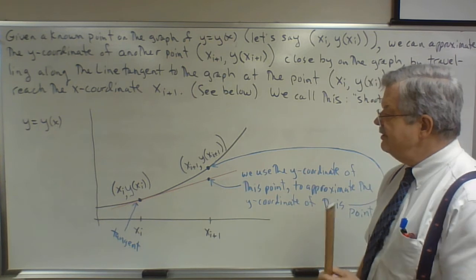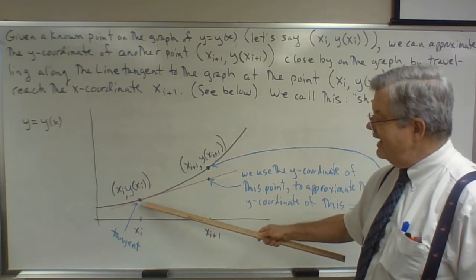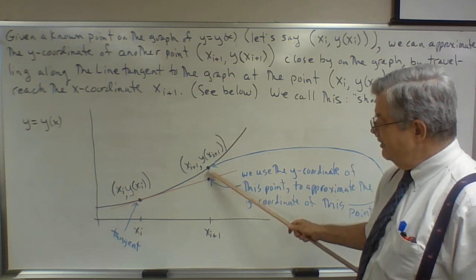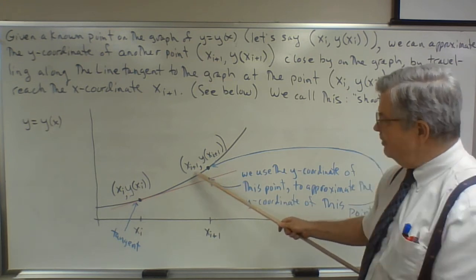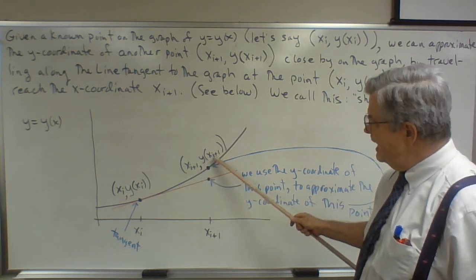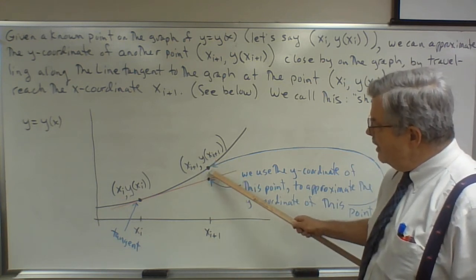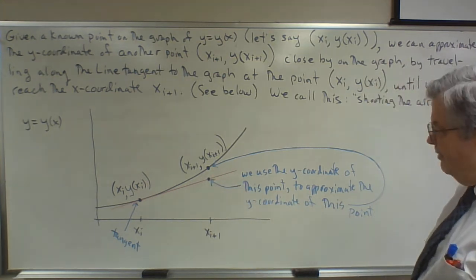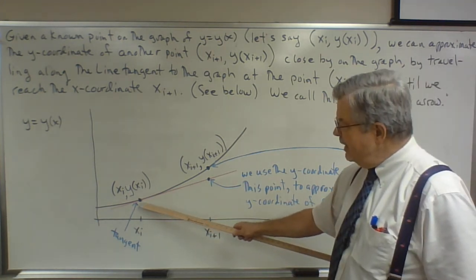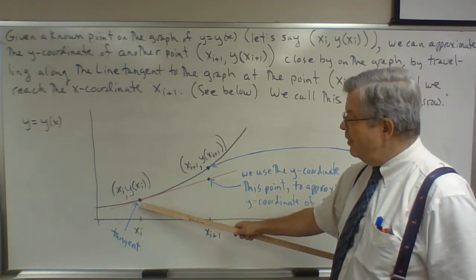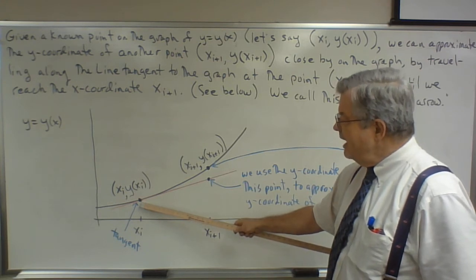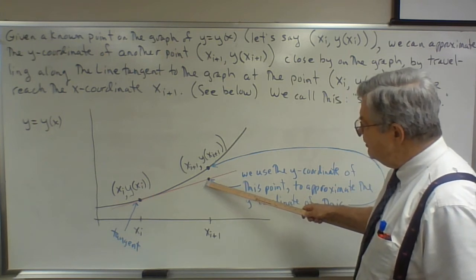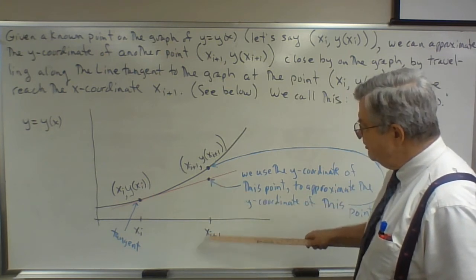We have a known point on the graph, x sub i, y evaluated at x sub i. We have an unknown point on the graph, x sub i plus 1, y evaluated at x sub i plus 1. We want to approximate the y coordinate at this point, and here's what we do. We start at the known point, x sub i, y evaluated at x sub i, and we travel along the tangent line until we reach the x coordinate x sub i plus 1.